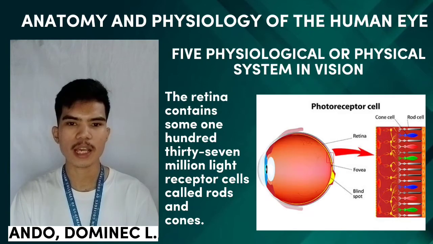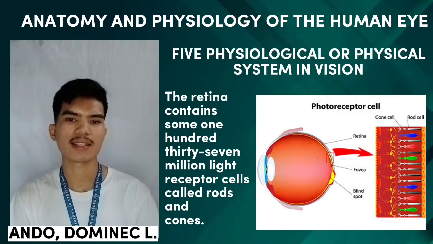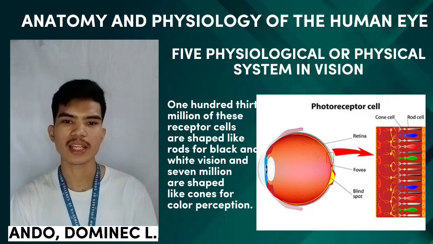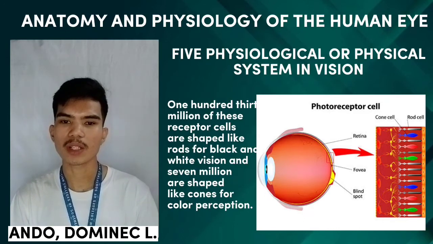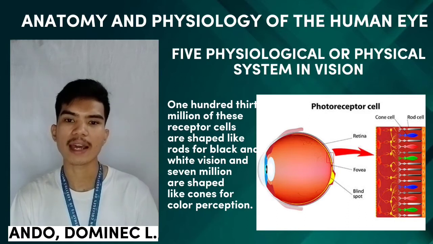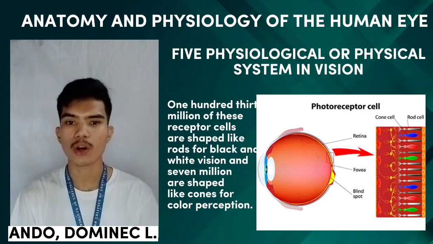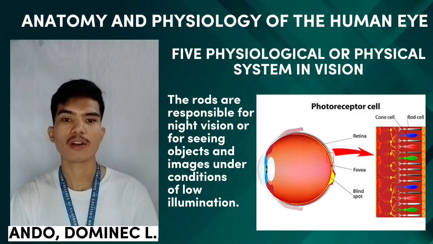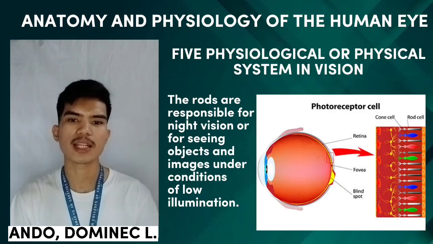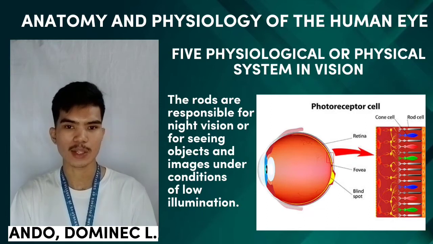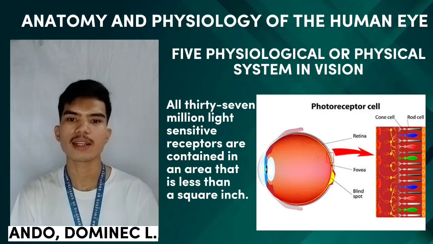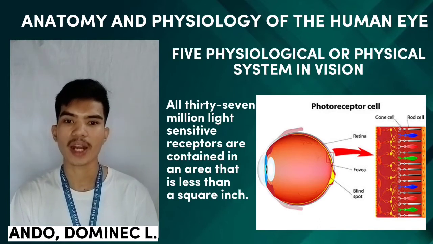137 million light receptor cells called rods and cones. 130 million of these receptor cells are shaped like rods for black and white. 7 million are shaped like cones for color perception. The rods are responsible for night vision or for seeing objects and images under conditions of low illumination. All 137 million light-sensitive receptors are contained in an area that is less than a square inch.